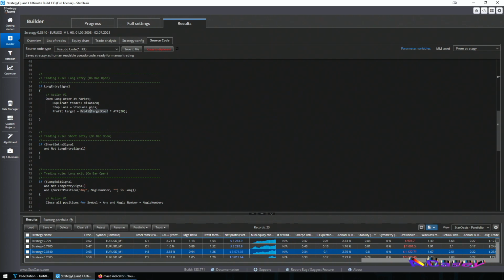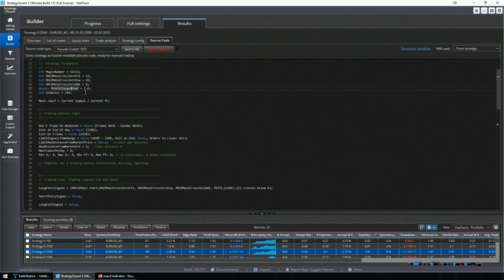And this is the exit. So we have a stop loss in pips and a profit target, which is a multiple of ATR20. So the stop loss is 190 pips and 2.6 times ATR20. That's our profit target. And of course, the strategy is profitable. Okay, let's see something else.